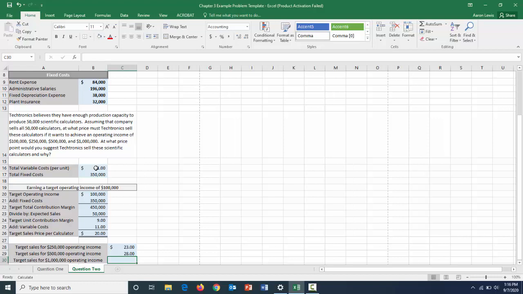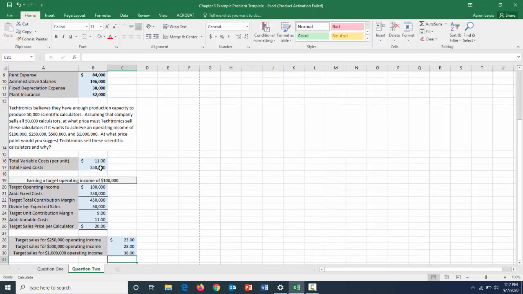And then for $1 million of operating income, we're obviously going to have to increase our price by even more. By how much? Let's use the same formula. We have $1 million that we want to have in operating income. Add to that our fixed costs of $350,000. Close your first parenthesis. Divided by your expected sales, which was 50,000 units, and add to that your $11 variable cost per unit. That's $38.